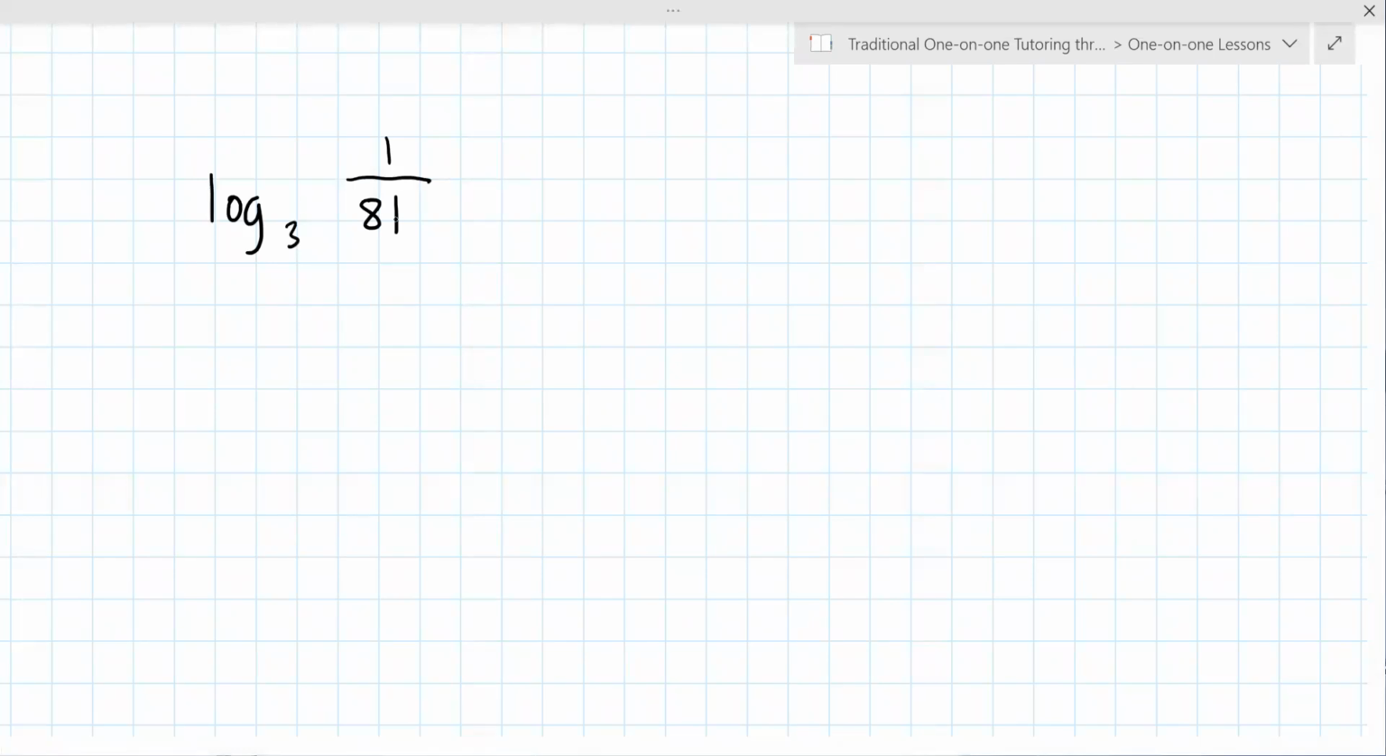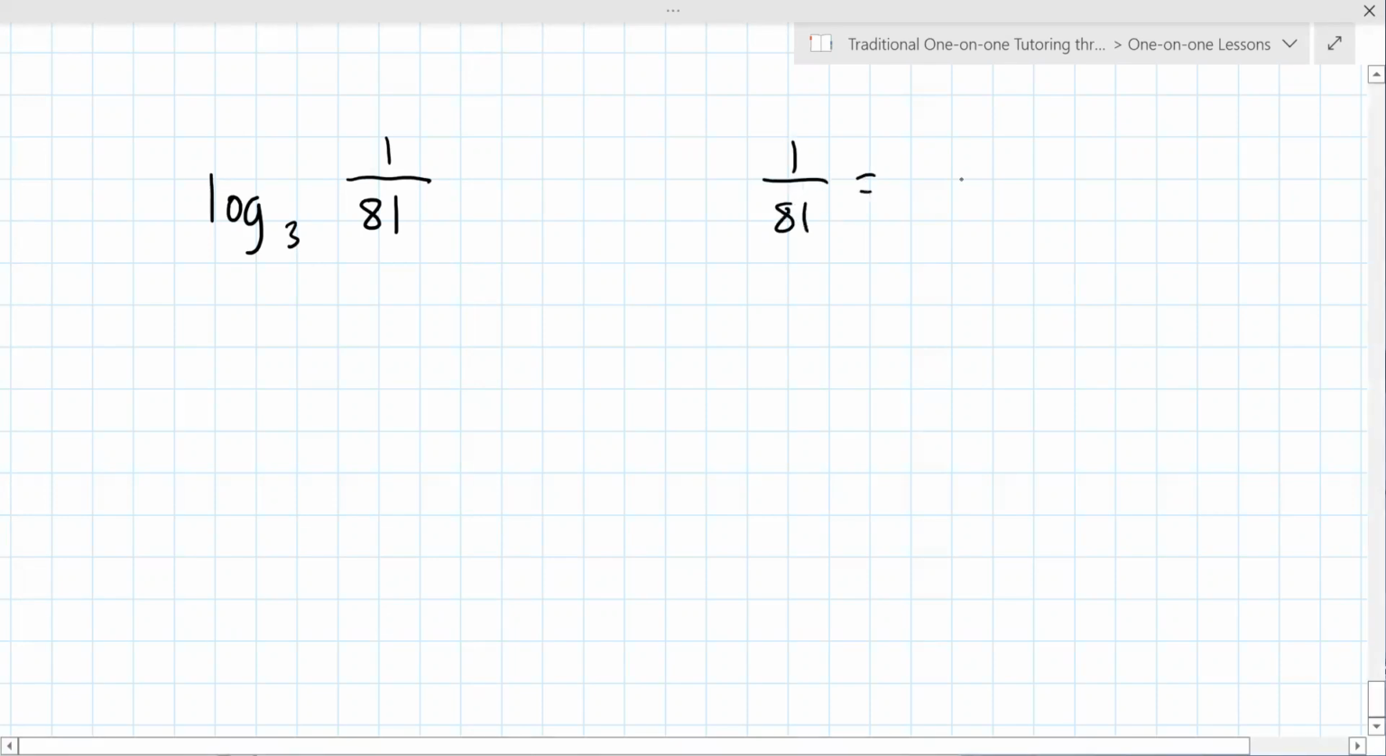Okay, so it would be 3 to the -4. Well, this time it is 3 to the -4. 1/81 is 1 over 3 to the 4, which is 3 to the -4. But in terms of how you say it, it's log base 3 of 3 to the -4.